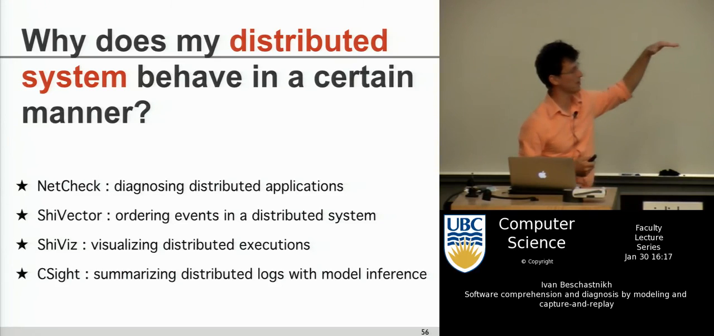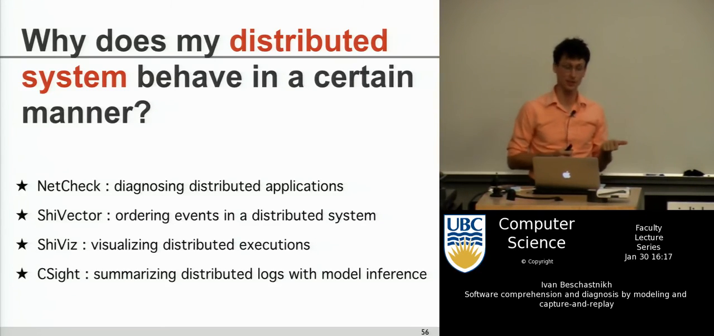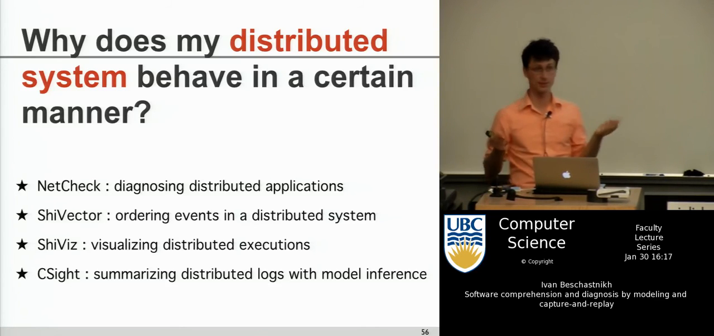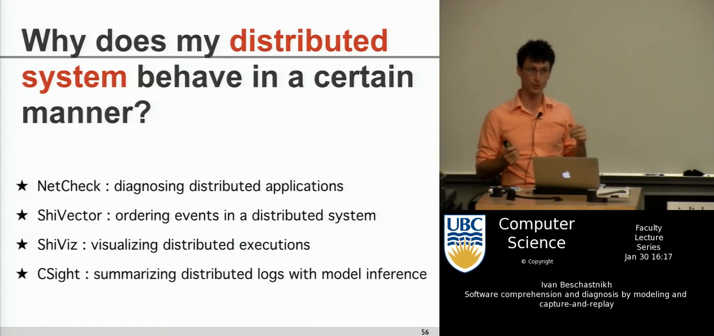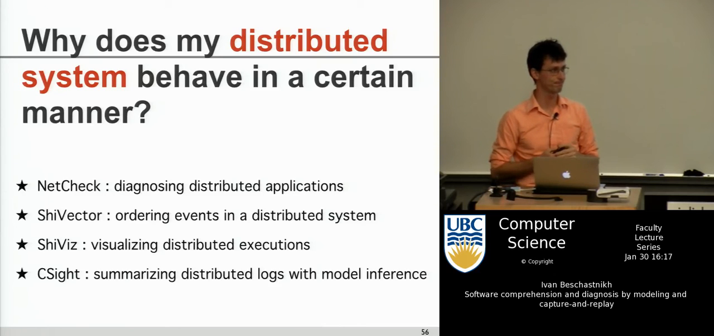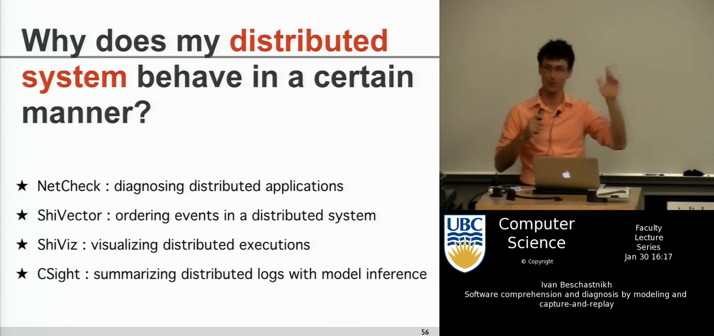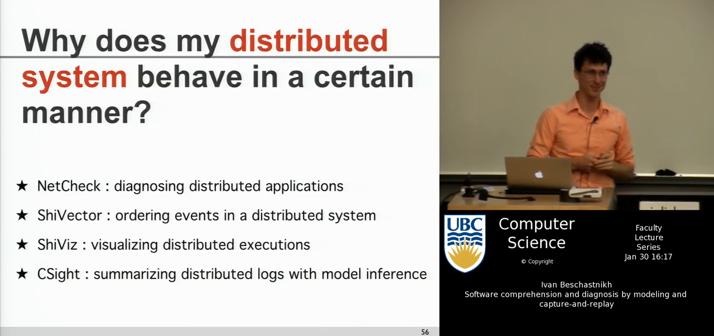And then the next three projects rely on knowing the exact partial order. ShiVector is the instrumentation engine that gets you the partial order. And then ShiViz visualizes these DAGs, a really simple tool. And then CSite is the more advanced tool that uses the same information to get this more abstract model. So these are the tools that I'm currently working on, and a bunch more are in the bag. Thanks very much for listening.